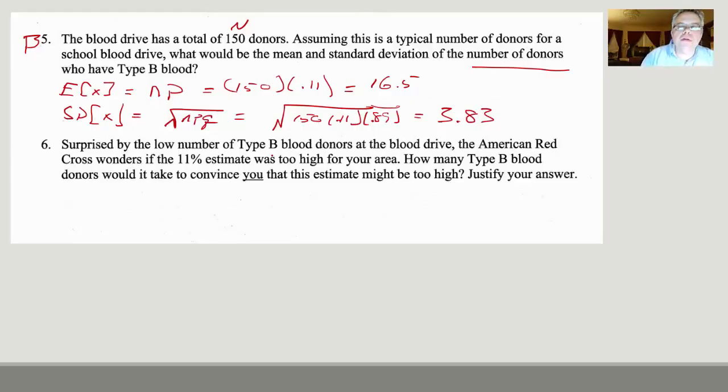Okay, all right. Now, last question. Surprised by the low numbers of type B donors at the blood drive, the American Red Cross wonders if the 11% estimate was too high for your area. How many type B blood donors would it take to convince you that this estimate might be too high? Justify your answer. So surprised by the low number. So how low would it have to be in order for us to change our mind that it's 11%? Okay, well, we would think if it's 2 standard deviations below the mean. So we're talking about how low it would have to be shocking. 2 standard deviations below the mean.